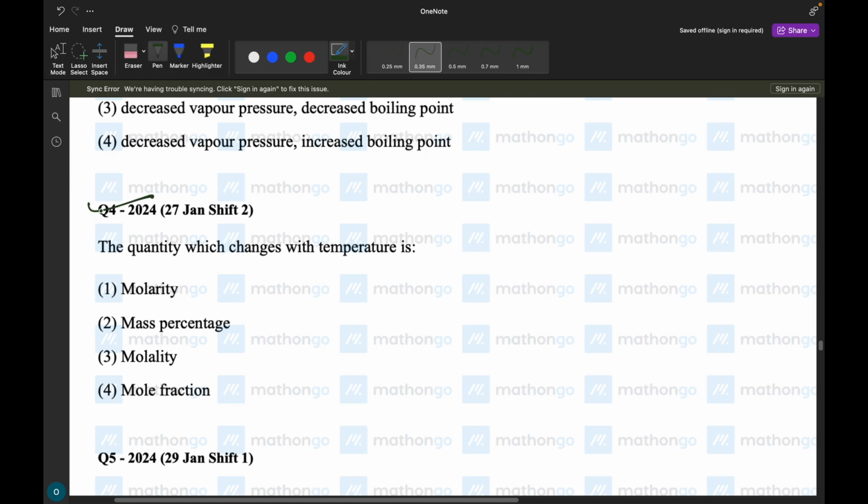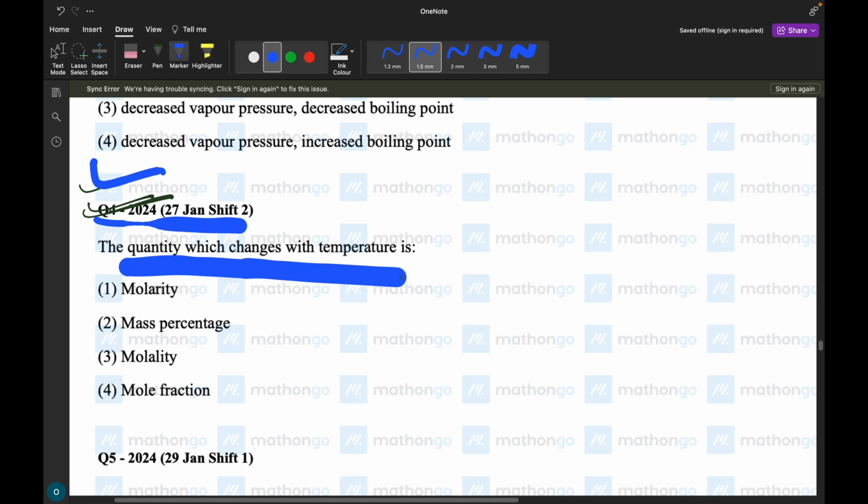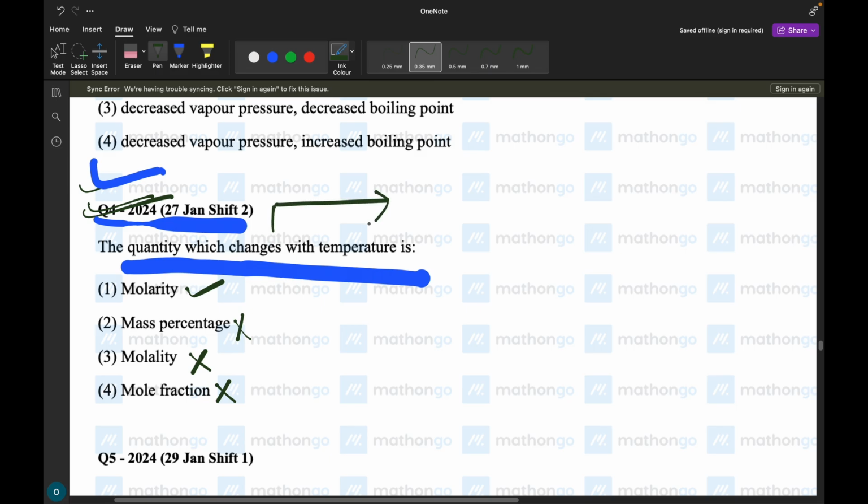Right, tell me the answer to the fourth question. The quantity which changes with the temperature. Is it molarity? Mass percentage doesn't change, molality doesn't change, mole fraction doesn't change. The quantity that changes according to temperature is the one in which volume is involved.